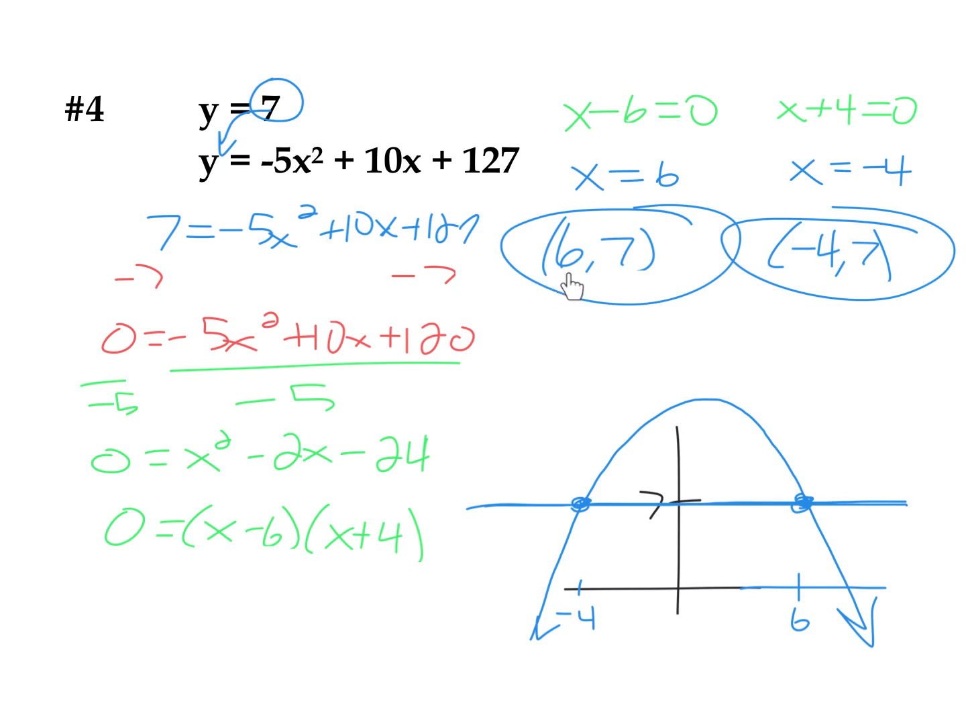So you could plug 6 back in and get 7. You could plug negative 4 back in, and there'd be a lot of work. Maybe you make a mistake with a sign somewhere, you get a wrong answer. Let's recognize y equals 7, horizontal line. So I've got my 2 solutions there. Once I found my x values, the y values, I didn't have to do any work for.